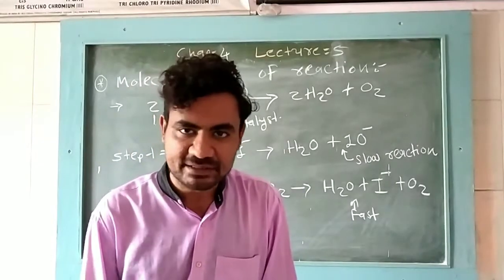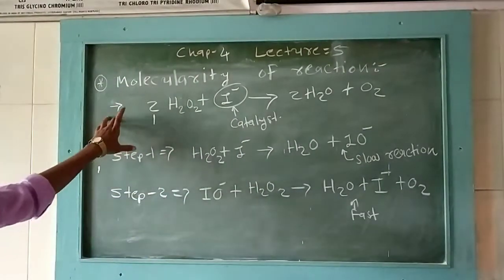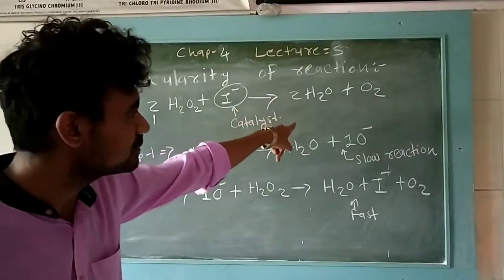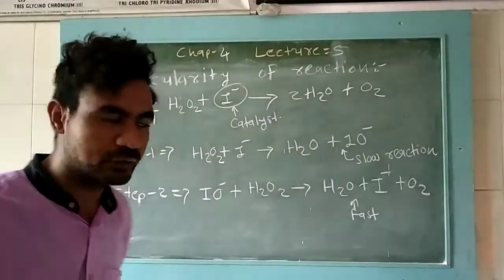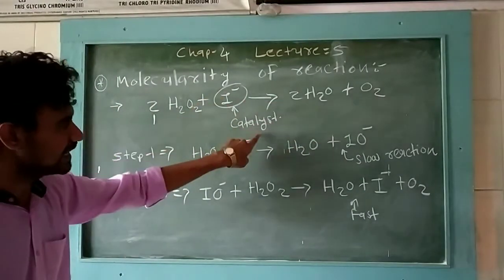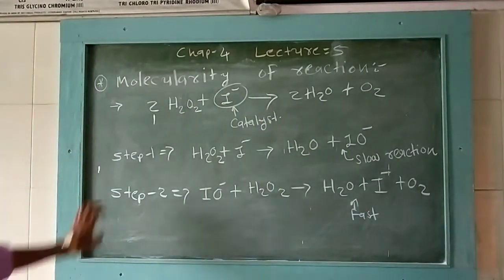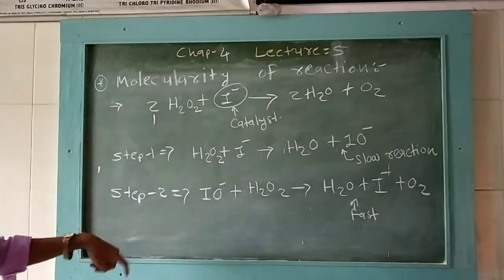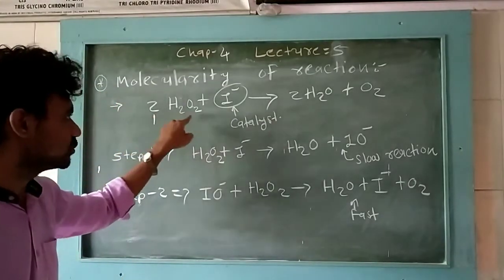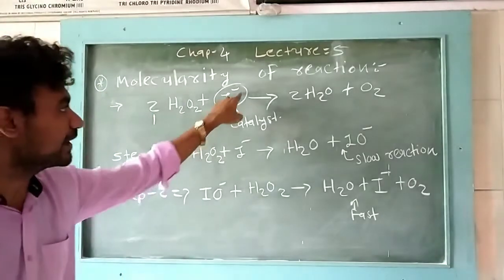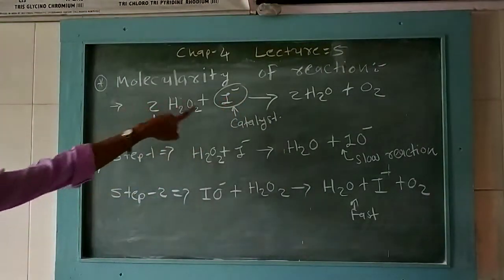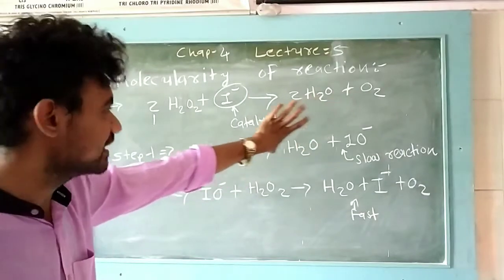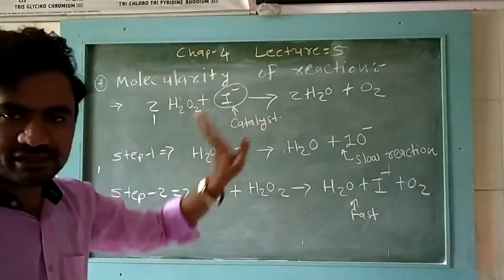Now take another example. The reaction is like this: 2H2O2 plus I minus gives 2H2O plus O2. Here I minus is a catalyst. From the reaction only, you can say that the molecularity of the reaction must be 3, because 2H2O2 is here and one I minus ion, so total is 3. By the reaction only you can say that the molecularity is 3.